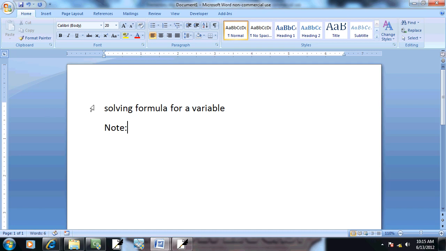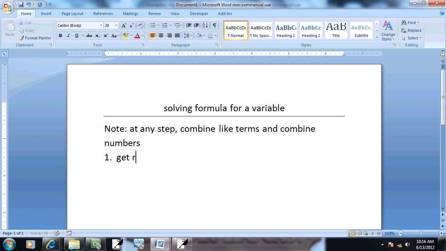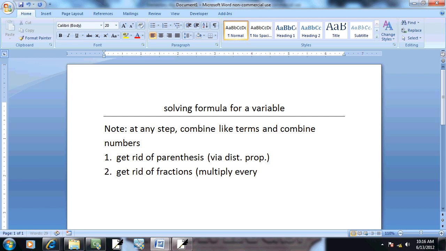We have our note at top, says at any step combine like terms and combine numbers. Step 1, get rid of parentheses via the distributive property. Step 2, get rid of fractions. Multiply everything by the LCM of all the denominators.